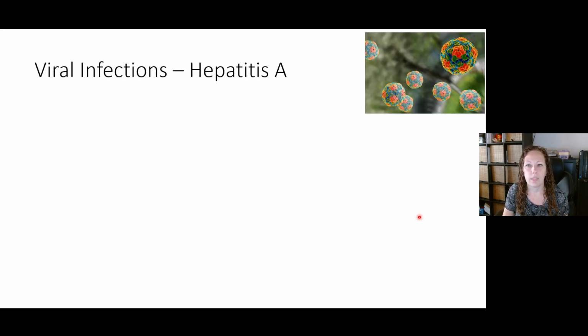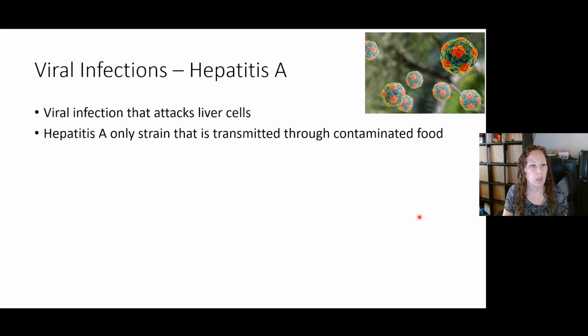Okay, the third and final virus that we'll talk about is hepatitis A. This is a viral infection that attacks liver cells. The hepatitis means infection of the liver. Okay, hepatic refers to the liver. Hepatitis A is the only strain of hepatitis that is transmitted through contaminated food. Okay, there are other hepatitis strains, but those are not transmitted through food.